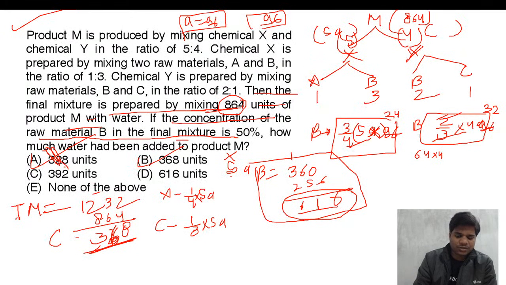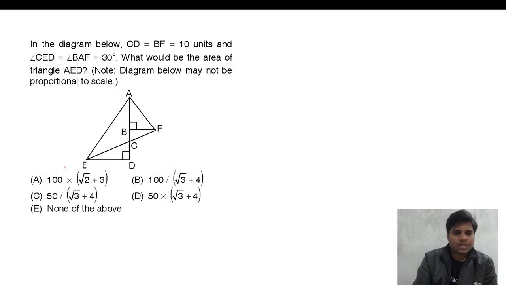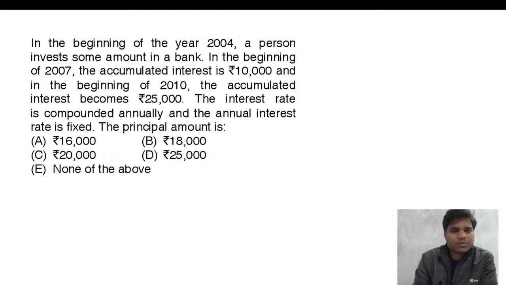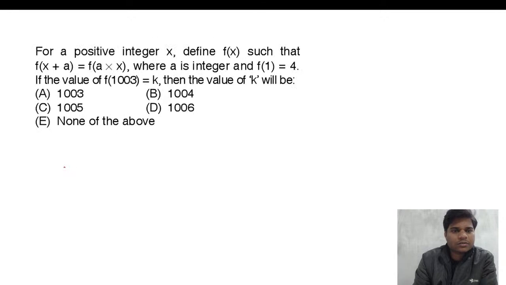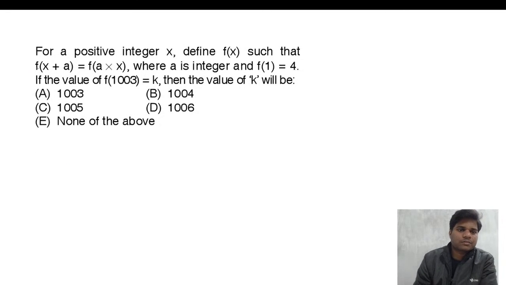Fine, let's do the next one. Let's see which question we should do. This will be the last question because the next class is also starting at 7. Okay, let's see which question we should do. A circular construction. This is your mensuration. Okay, diagonals. This seems to be interesting. Okay, this is also. Let me check just. Okay, let's do this function question.